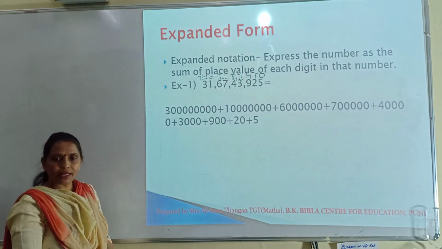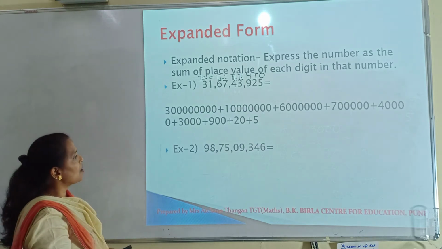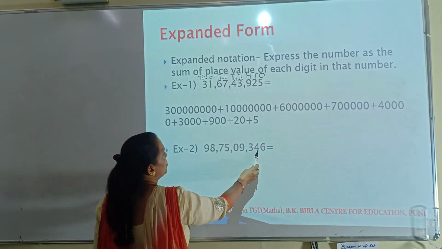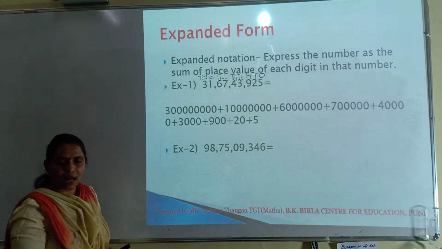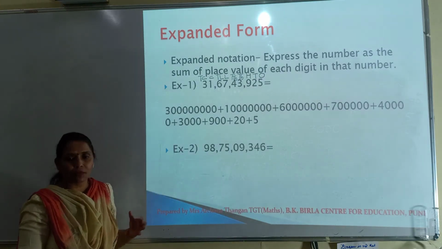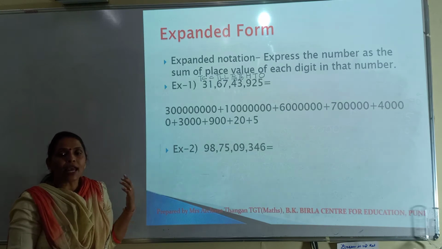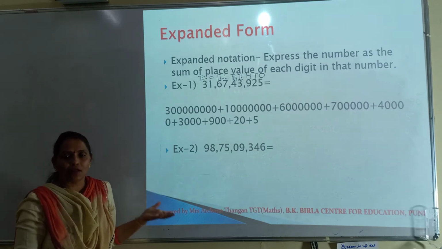Let's try one more example. We have how many digit number? 1, 2, 3, 4, 5, 6, 7, 8, 9. This is a 9 digit number. This is a large number. We have to write in an expanded notation or expanded form.